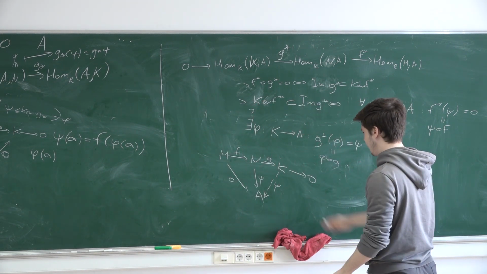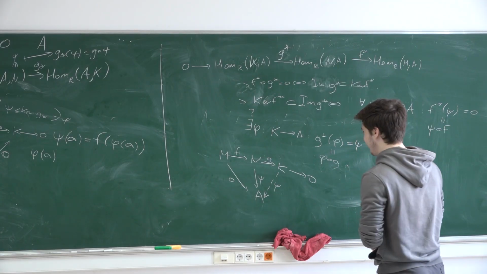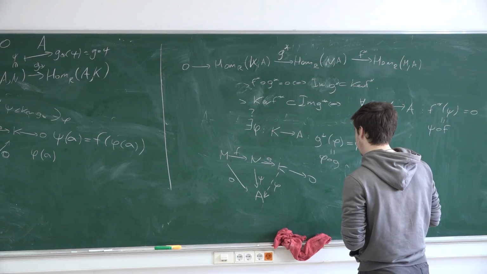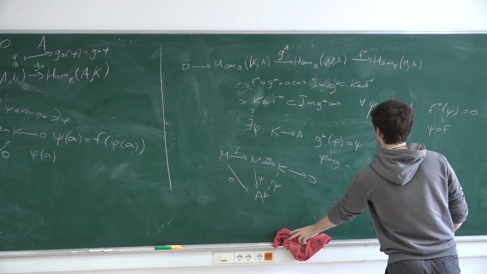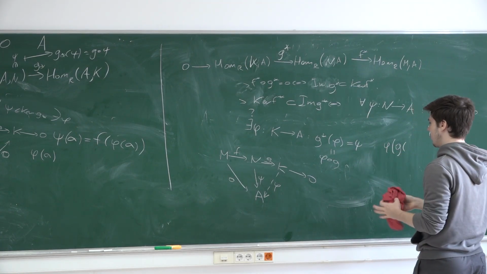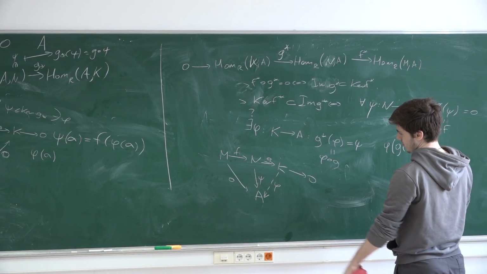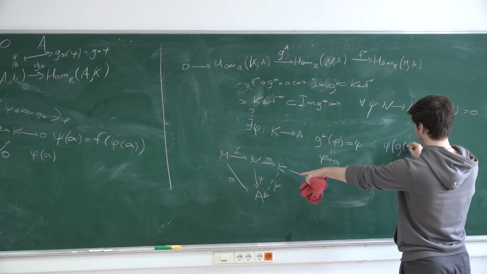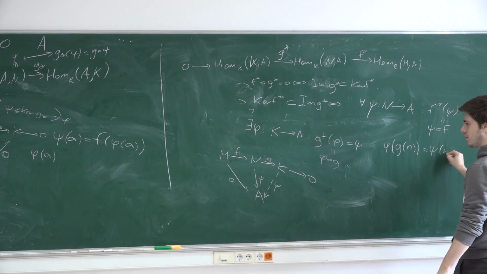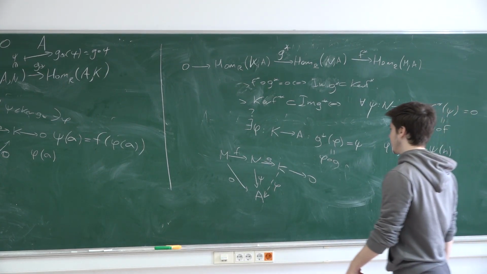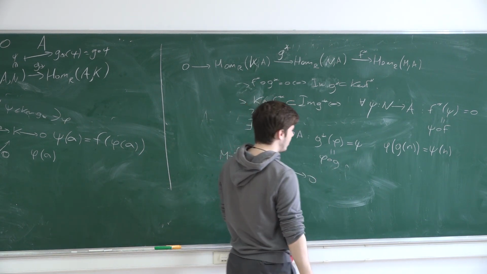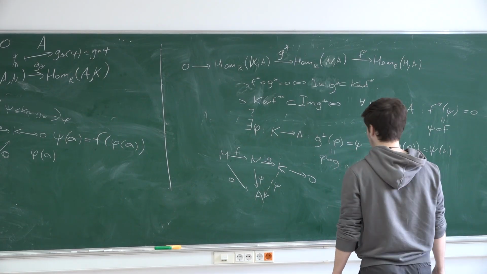Now this is what was funny. I first thought about this diagram. So just by definition, we want phi of g of n equals psi of m. Yes, and this definition is correct. Now I want to see that.